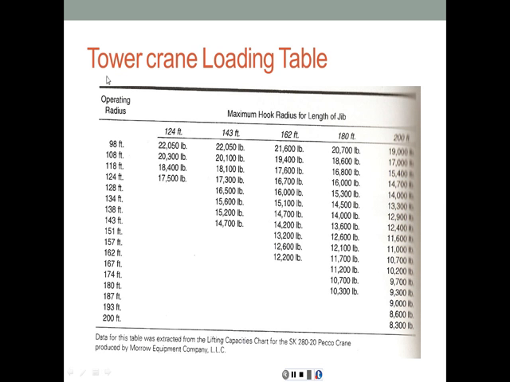And here's a sample of the tower crane loading tables. Again, it shows for different boom lengths or lengths of the jib and different operating radii. Of course, the more the radius and the more the length of the jib, the lower the load that can be carried is going to be. Here at 124 feet, we can see with the operating radius of 98 feet, it can carry almost up to 10 tons, 22,050 pounds, whereas at the 200 feet working radius, it can carry only about 4 tons.